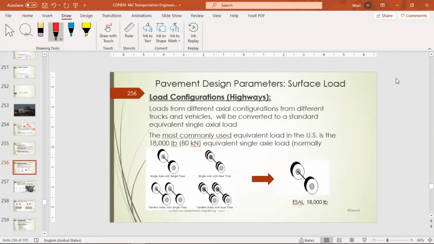So first of all, we start with the load configuration for highways. We have a variety of vehicles driving on the highway. So we have passenger cars, we have trucks, we have trailers. So this combination of different axial loads, we convert into what we call the equivalent single axial load. And based on how many equivalent single axial loads are going over the pavement, that's what we will use as a design load. The equivalent single axial load is 18,000 pounds or 80 kilonewtons.